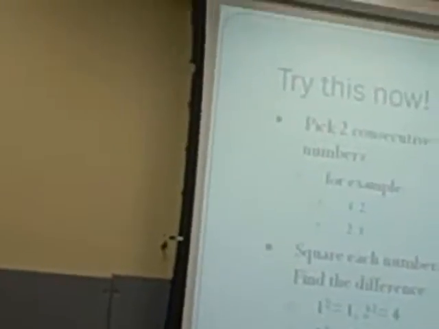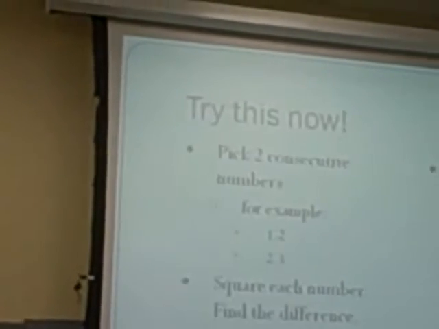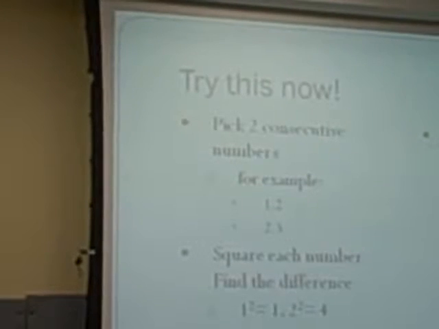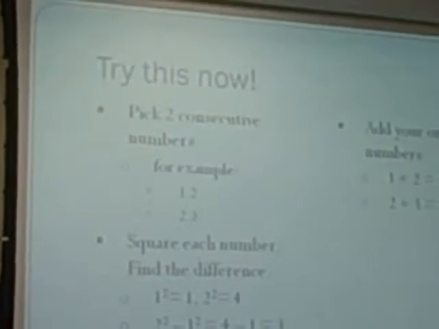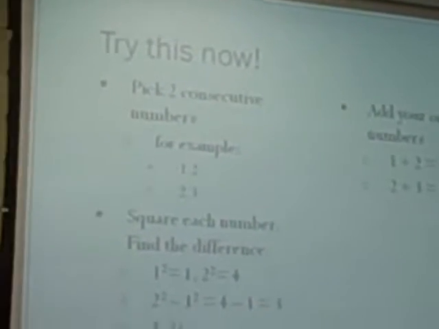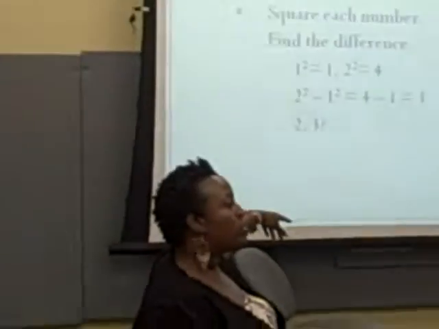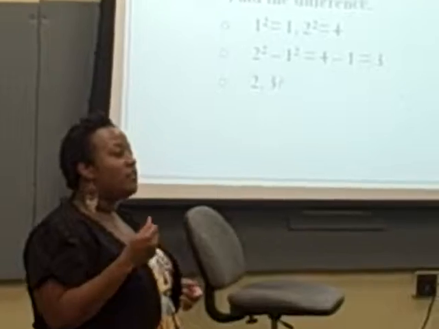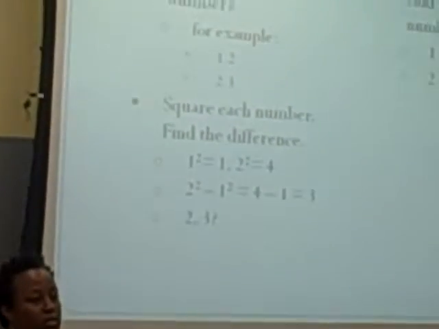Sorry, my PowerPoint is skipping around, but now you know what you'll be doing next. The next thing I want you to do is square each one of the individual numbers that you chose. For instance, if you had 1 and 2, you're going to take 1 squared, that equals 1. We're going to have 2 squared, and Nick, what does that equal? That equals 4.